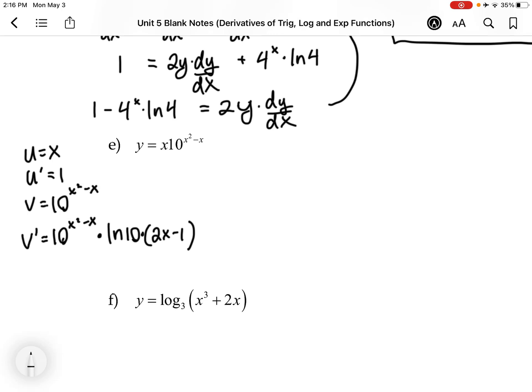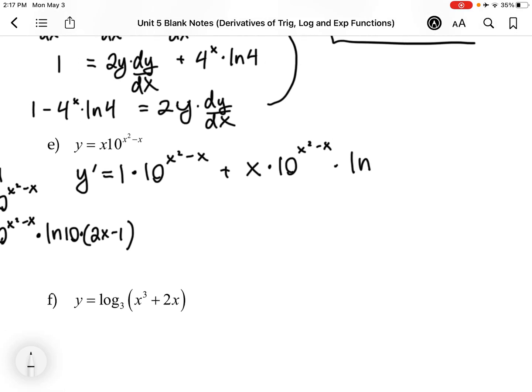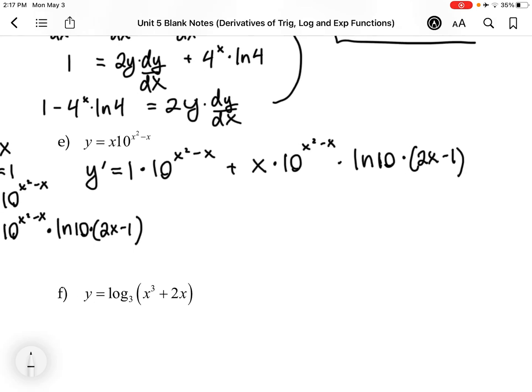Okay, so putting this all together, y prime equals u prime v, so 1 times 10 to the x squared minus x plus u v prime, x times 10 to the x squared minus x times ln 10 times 2x minus 1.